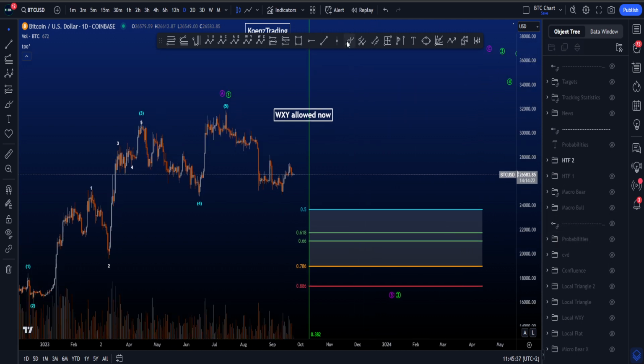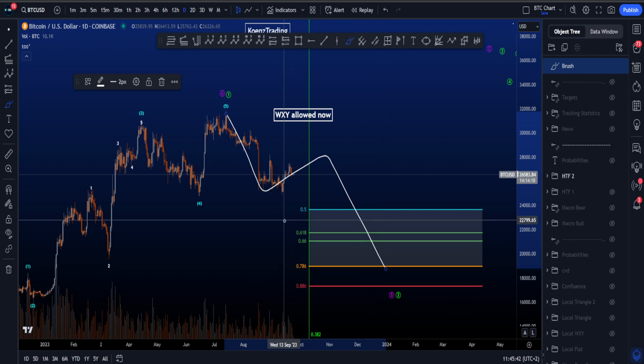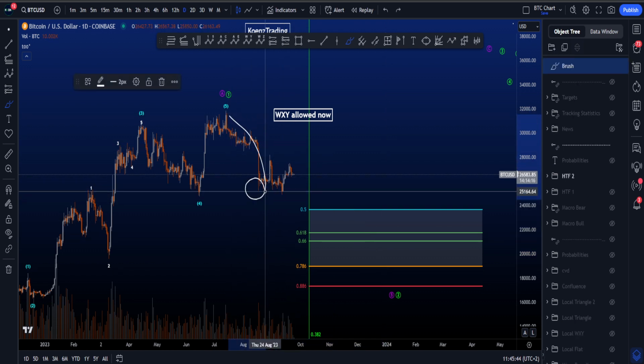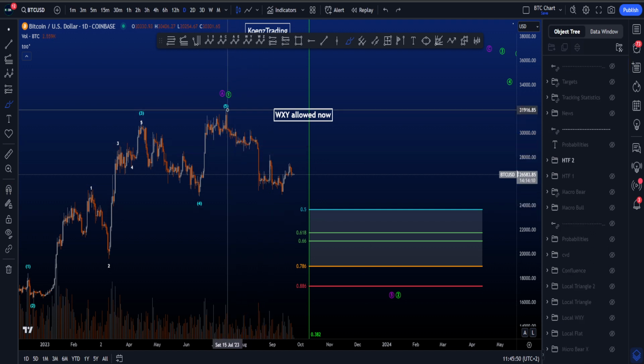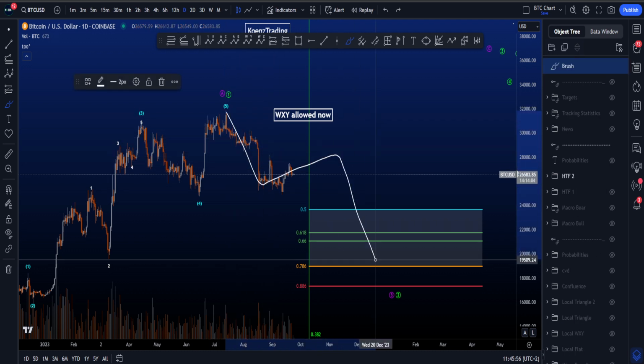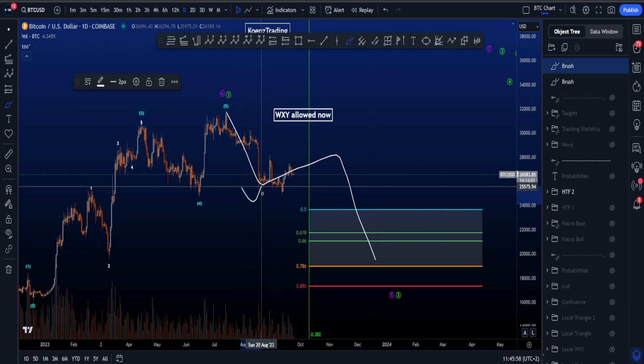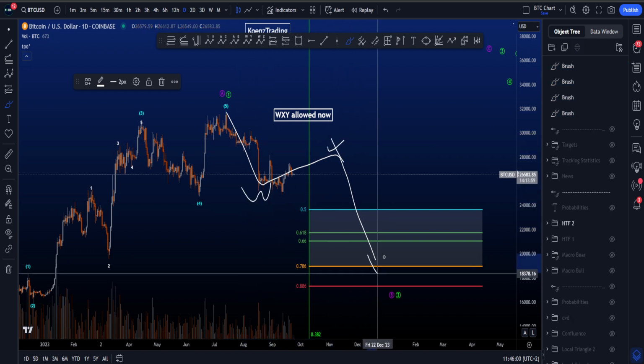In this particular scenario, we can have a WXY, because now wave W here is a zigzag structure. We get an X and a Y, and also this wave W is a zigzag, but we could have a potential sharp zigzag, for example, in this particular scenario where you have a zigzag, correction, zigzag, and then this is a W, X, and a Y.